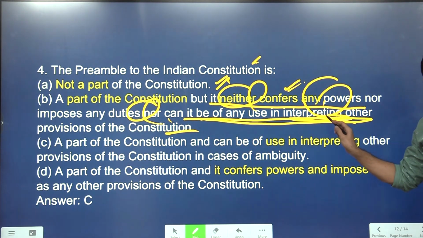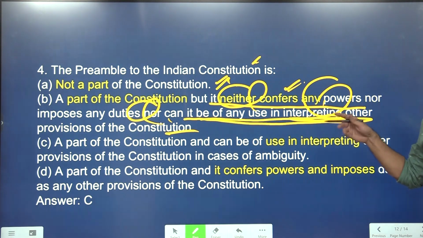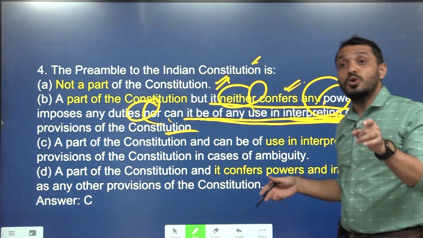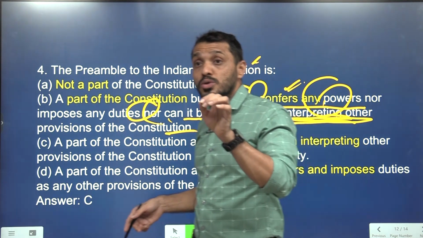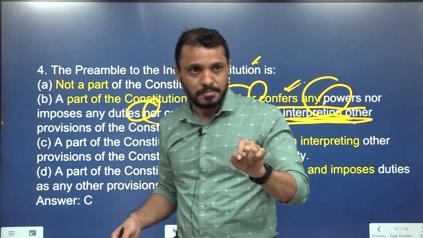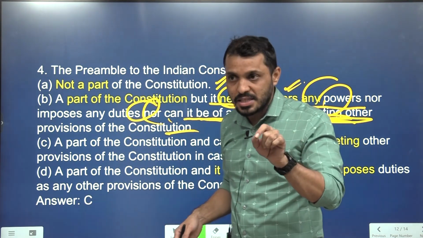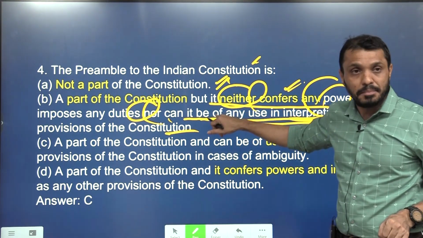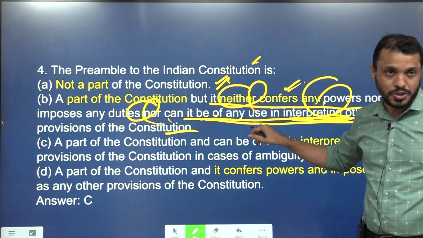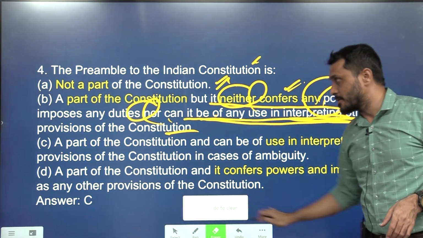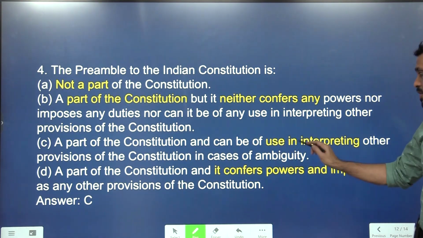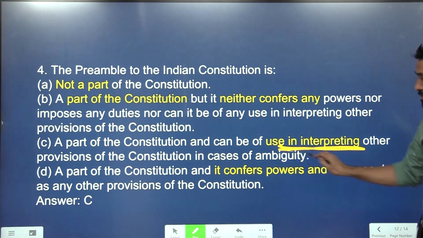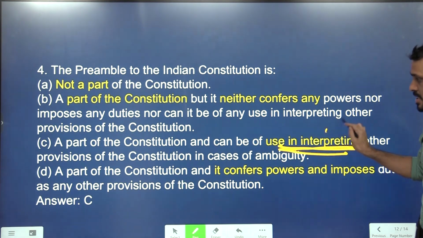If you are very good in polity, in some chapters you might have seen that sometimes the Supreme Court told that the preamble can be useful for the interpretation of the Constitution. Did you remember that? The statement saying that the preamble cannot be used for the interpretation of the Constitution is a wrong way. The preamble is a part of the Constitution and can be used in interpretation. This is right.